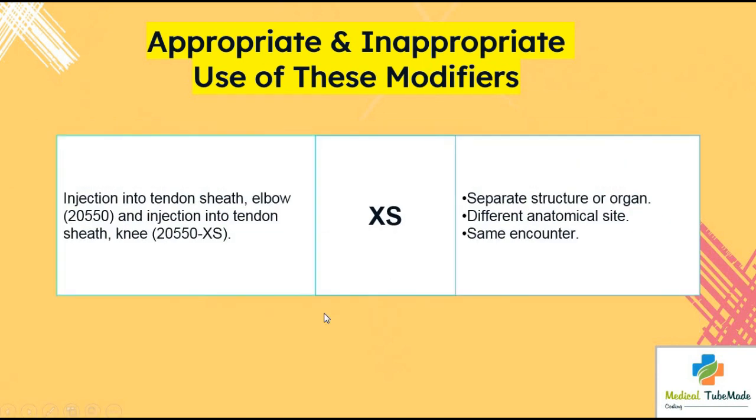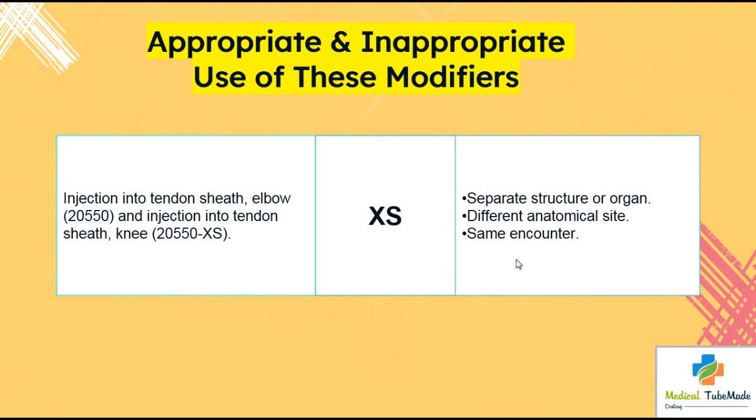So guys, the next modifier is XS. Do you know what XS is? XS is a separate structure. Here you can see injection into tendon sheath, elbow, and that CPT is 20550, and injection into tendon sheath, knee, the CPT code will also be 20550. So both CPT codes are the same because it is an injection into the tendon sheath, but the location is different. The first injection is given to the elbow and another injection is given to the knee. So the anatomical site or structure is different.